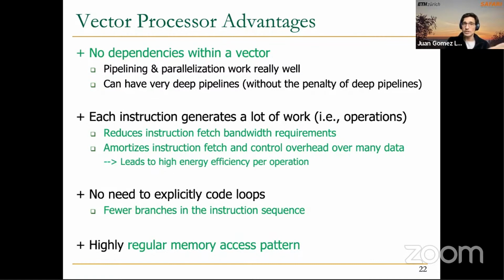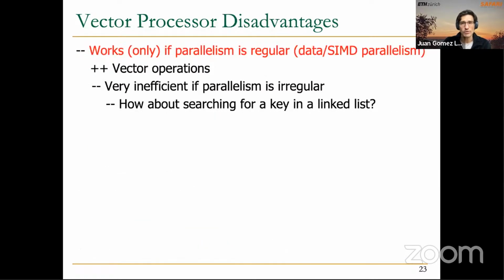For example, imagine the matrix V that we saw before, we could transpose it. And then instead of having to access elements that are physically distant, we could access all elements of the column as if they are in the same row, right? Because we have transposed them. So we can take advantage of the fact that the memory accesses are regular.